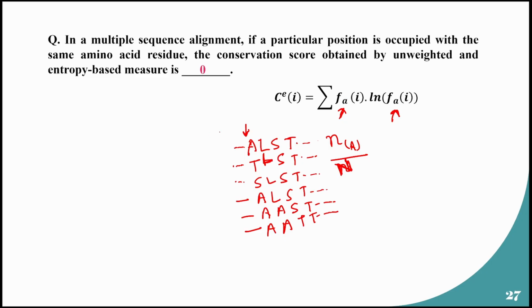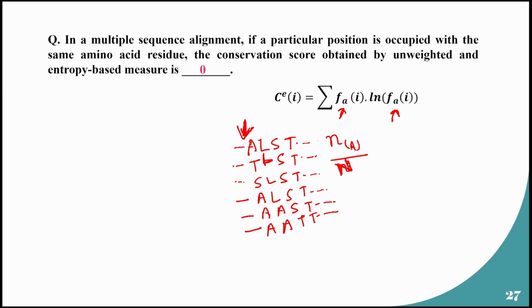So for example, at this particular position, if you have certain amino acids, how do you calculate the conservation score? You calculate the frequency of alanine times the ln of the frequency of alanine, plus the frequency of threonine times the ln of the frequency of threonine, then the frequency of serine times the ln of the frequency of serine, and so on. You go through all 20 amino acids, and ultimately you do a summation.